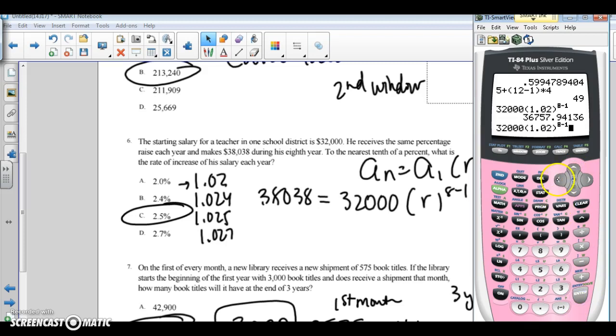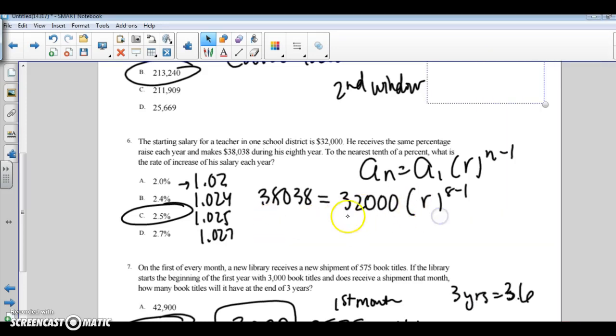I'm going to go and just change that 02 to 24, and I get 37, so I'm getting closer. Now I'll just change to 025, and we actually get that exact amount. The answer is C, so that's our formula. So remember, you have to add 1 to get that to work.